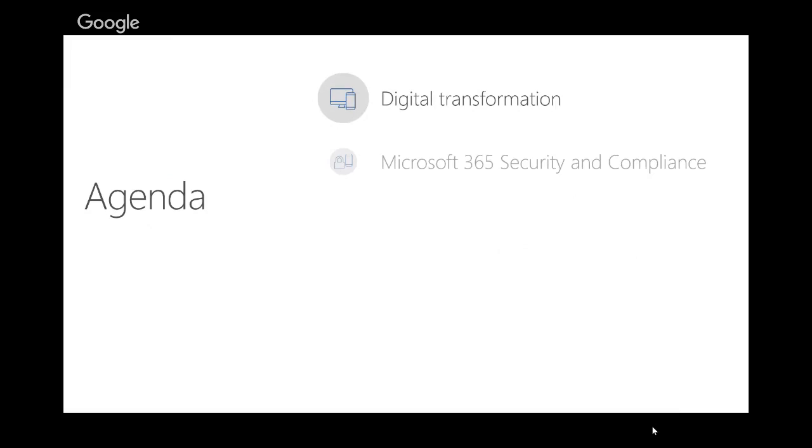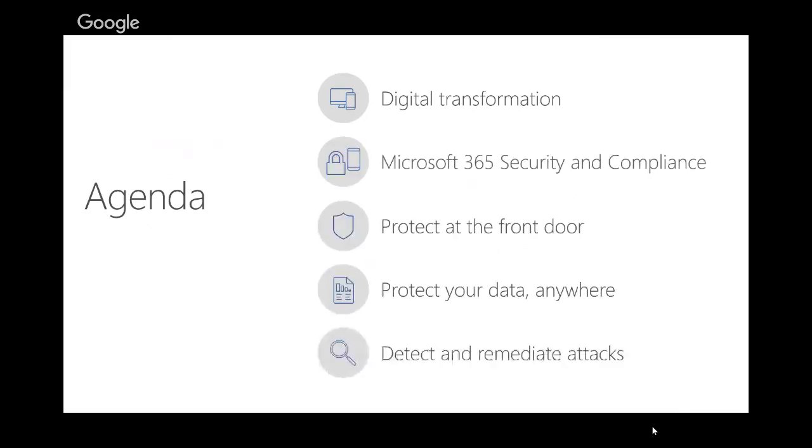So when I look at my agenda, we will talk a little bit about digital transformation and then Microsoft 365 security and compliance. I divided this whole session into three pillars: protect at the front door, protect your data anywhere, and immediate. We will go phase wise, what the practices are, what type of mistakes we are making, and how we need to analyze our organization in the bigger security posture.